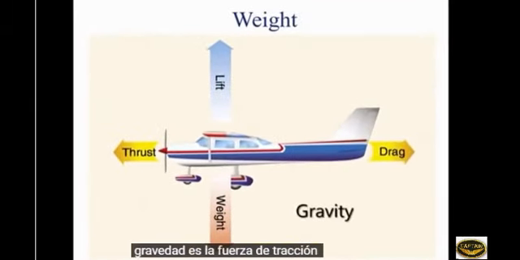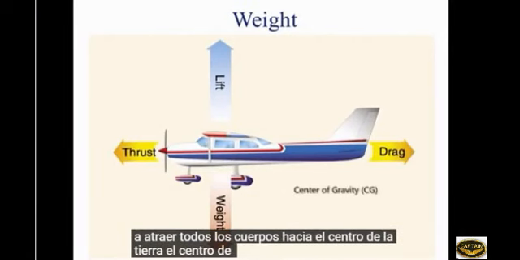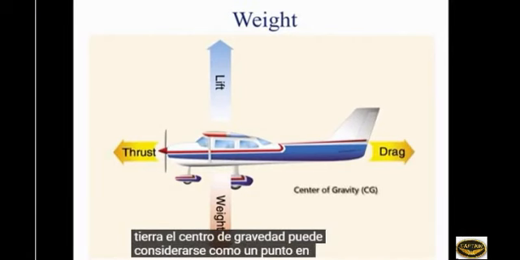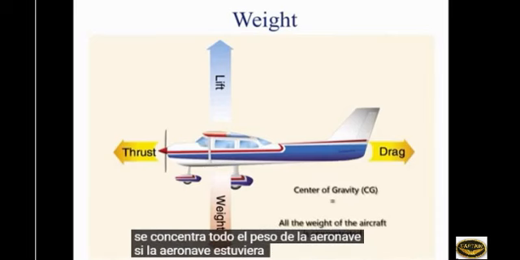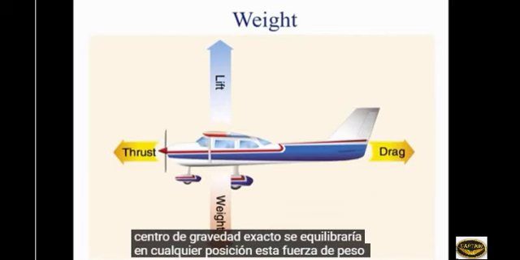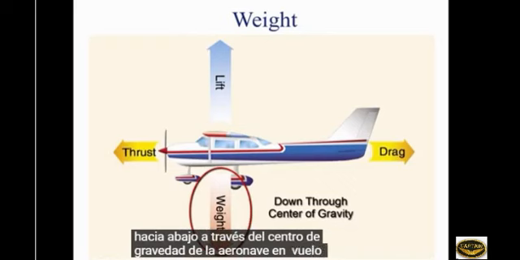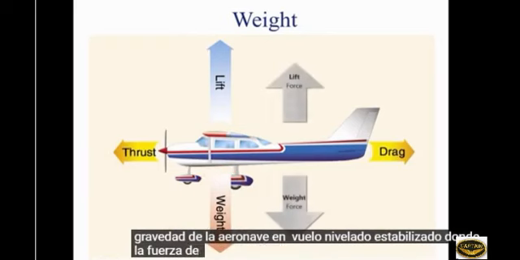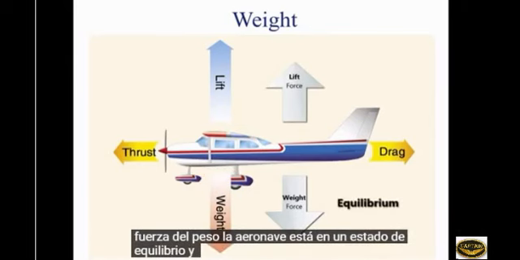Gravity is the pulling force that tends to draw all bodies to the center of the Earth. The center of gravity may be considered as a point at which all the weight of the aircraft is concentrated. If the aircraft were supported at its exact center of gravity, it would balance in any attitude. This weight force acts downward through the airplane's center of gravity. In stabilized level flight, where the lift force is equal to the weight force, the aircraft is in a state of equilibrium and neither gains nor loses altitude.